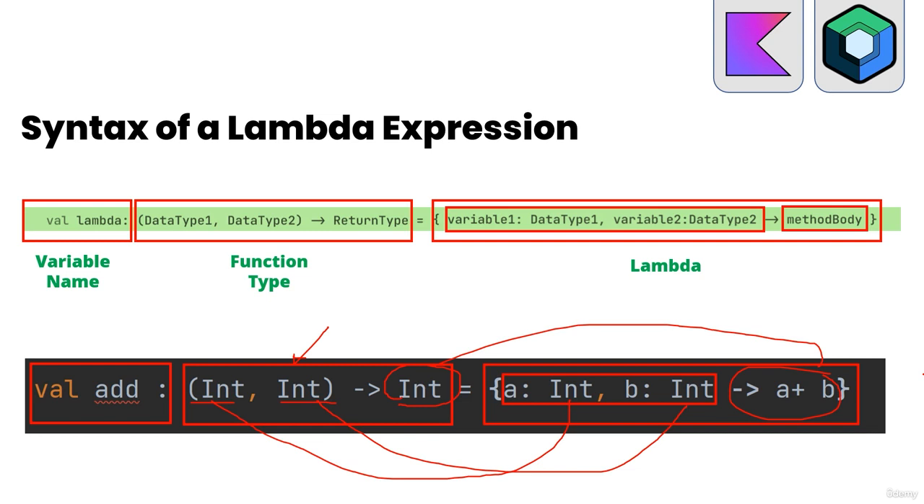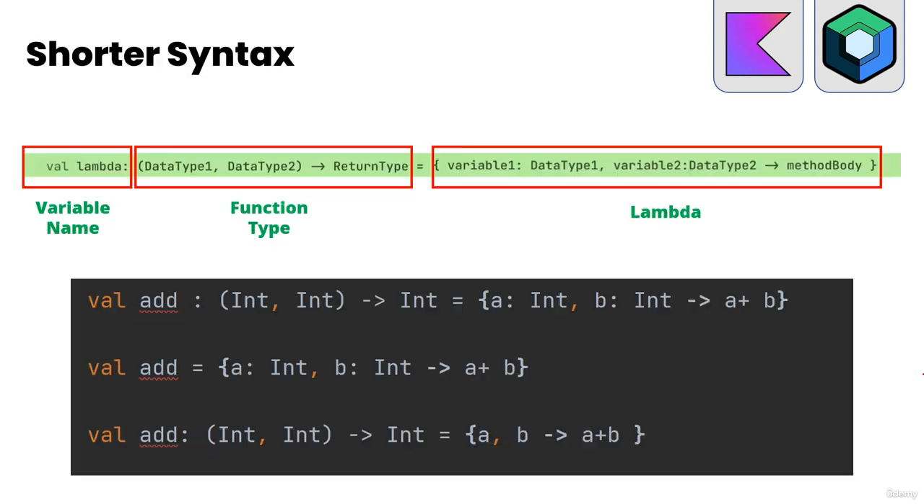But before we move, just one question. Every time I need to create a Lambda expression, I need to define all of this code. So is it simpler to create a function instead of creating a Lambda expression? The answer is no, because there is a shorter syntax for the Lambda expression.